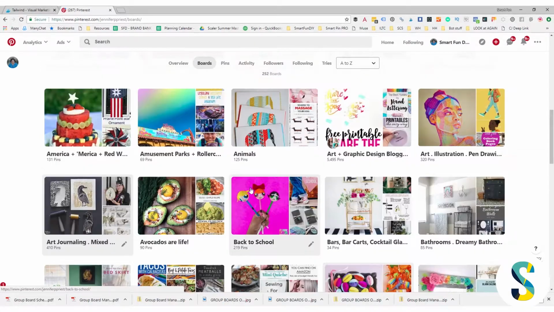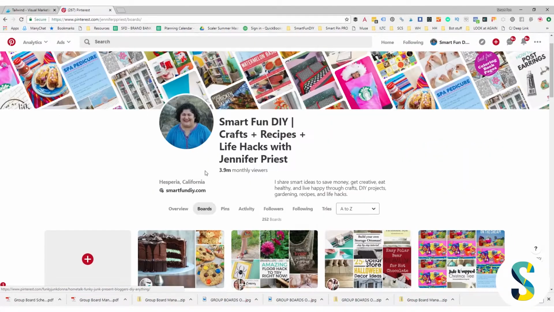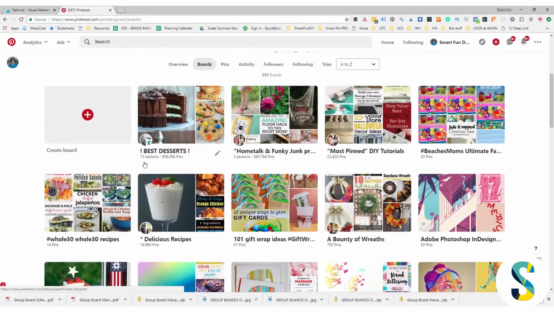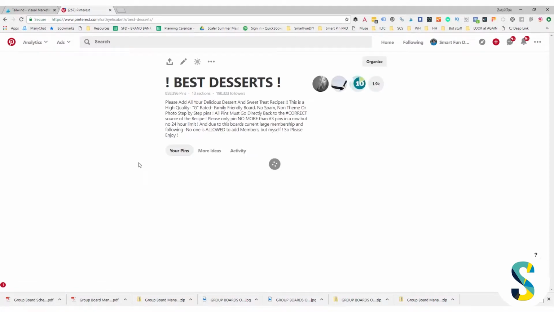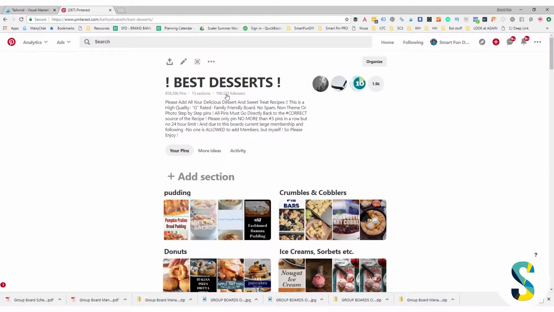So I've got the group boards on here, and it's kind of hard to tell which ones are doing well and which ones aren't, right? We can just look at it and say, okay, this one has a lot of pins, it has a lot of followers, and it also has a lot of contributors. So how do I know if this is good or bad?